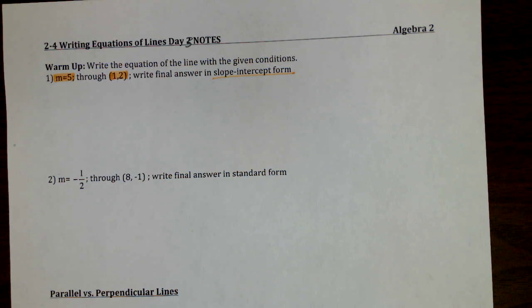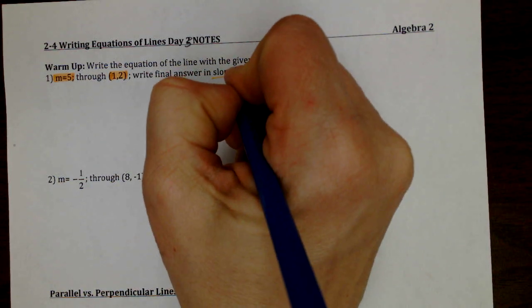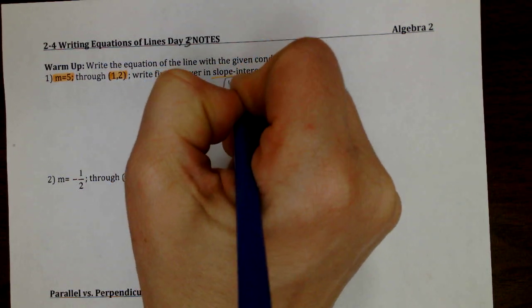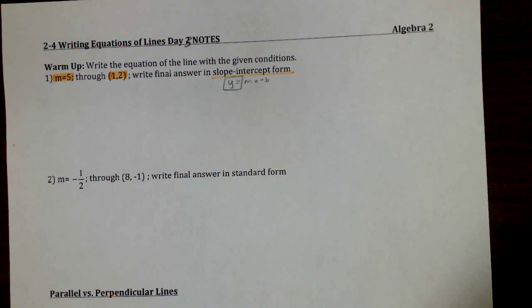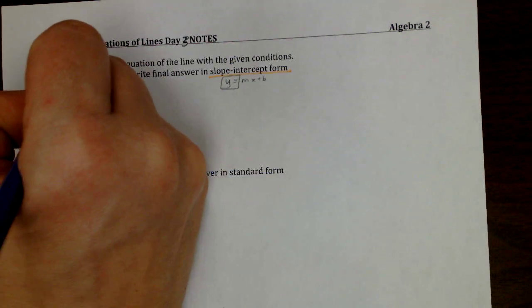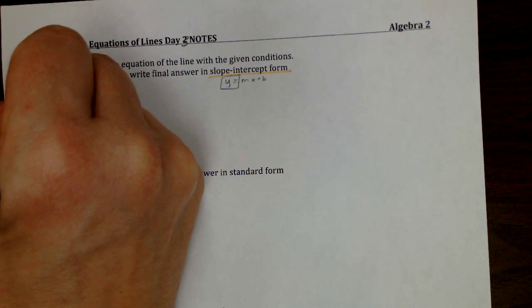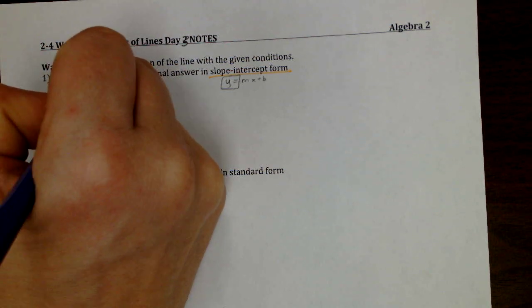Okay, so now as you read through this, your thought process should include the following. Slope-intercept form is y equals mx plus b. So ultimately, I'm going to end up solving for y. I know that this is m and this is a point. So I was given slope and a point.